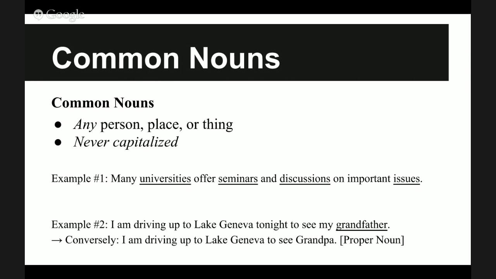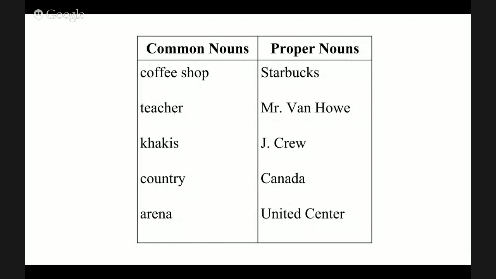Looking at now some examples of common nouns and proper nouns. So again, just to review or to reiterate, common nouns are general people, places, or things, so not specific. Proper nouns are specific people, places, and things for which there is no substitute. So going through this chart with some examples, if I'm speaking generically about a coffee shop or a cafe, it is not capitalized. It is a common noun.